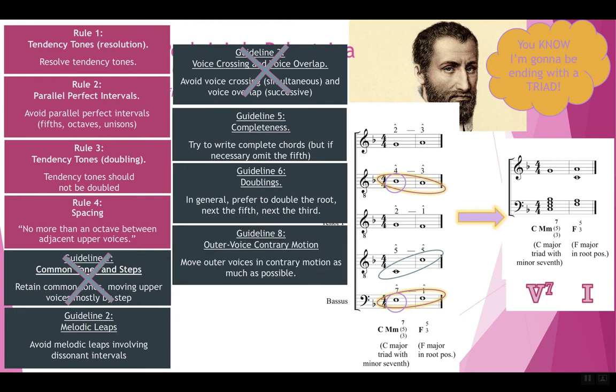Guideline number 8, outer voices, contrary motion. Here we have the soprano going up and the bass going, oops, that C is in the bass. So hard to say again, but either way, the C is going up to F or the C is going up to C. So this one, he's not doing the contrary motion. They're in similar motion, and that's also perfectly fine, though.